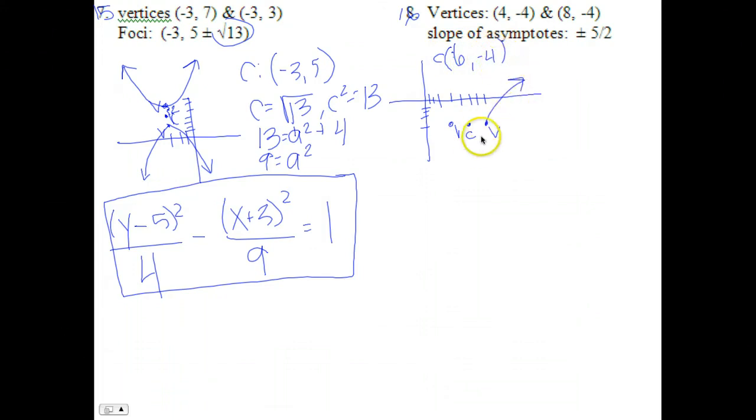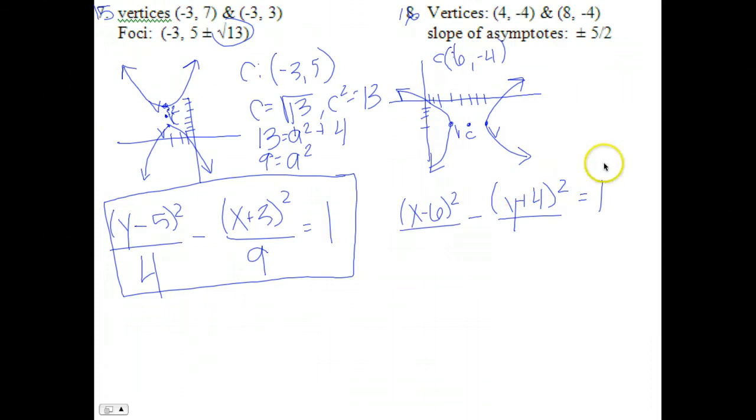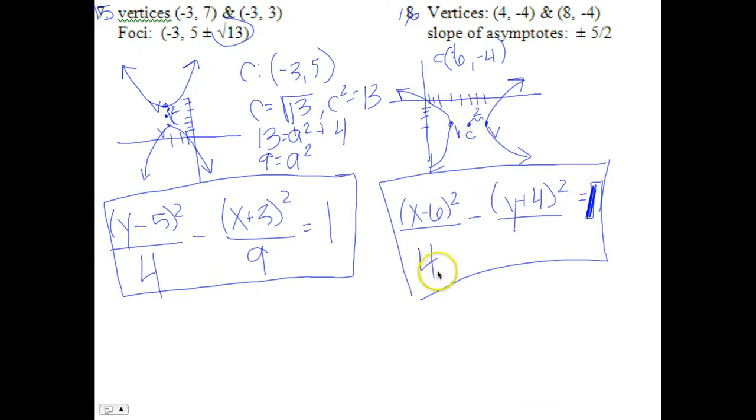Now here, the arms are opening to the right, because we can't draw the arms from the vertices any other way where they won't intersect. So here that x value is first, so we'll have x minus 6 squared, then minus y plus 4 squared equals 1. And that one sort of disappeared. So our horizontal distance, keep in mind, will always go under x. So the distance from center to vertex here is 2. So 2 squared is 4.